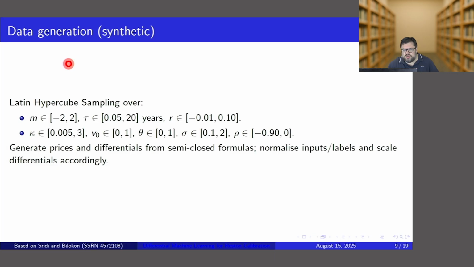Now, synthetic data generation. Data generation is probably the single most important practical step. We used Latin hypercube sampling across sensible parameter ranges so that the training set covers the parameter box efficiently without clustering. These are the ranges that we used, and for each sample point, we compute both the price and the differentials from a semi-closed formula. After generation, we normalize inputs and labels and scale the differentials.